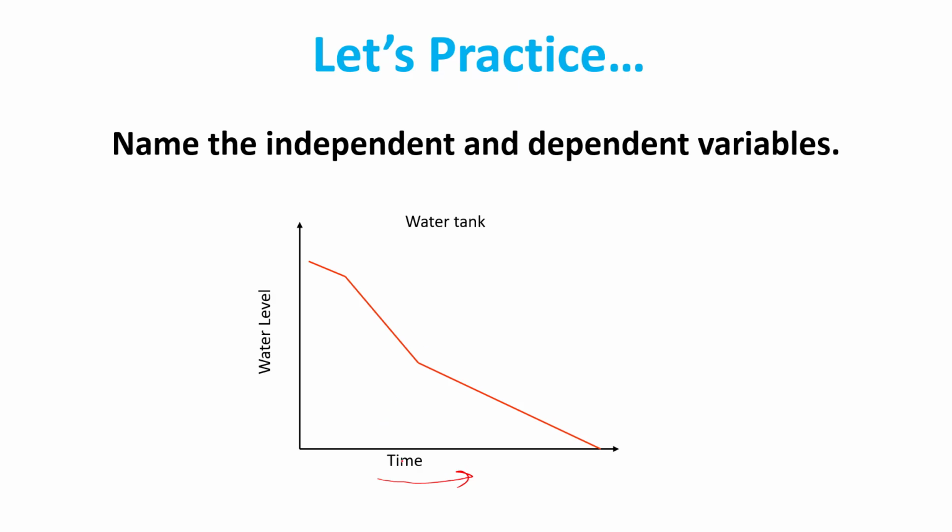Time is always independent. The water level is going to be dependent upon how much time has passed. If time freezes, not that that's possible, then the water level is not going to change. It's just going to remain constant wherever it is at that moment in time. So, water level, dependent upon time, which is independent.